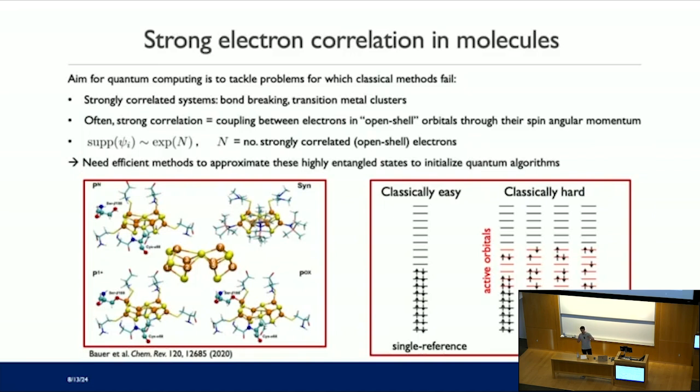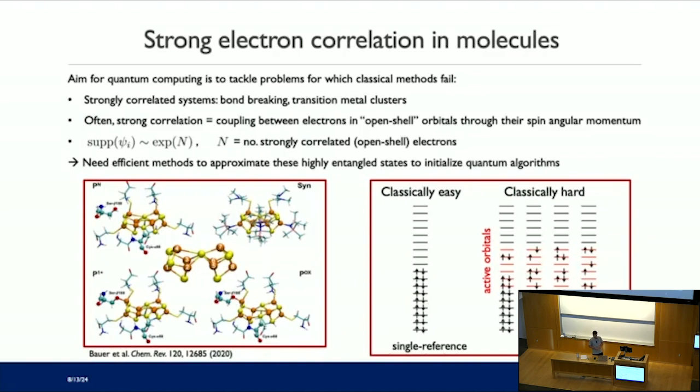And so mathematically, you can think of strong correlation in many different ways. There's no very clean definition. People are still arguing about that, even in the classical community. But physically, in chemistry, it's very often the same phenomenon, where you have localization of electrons on subsets of the molecule. These electrons then partially fill some orbitals. So these are then called open shell orbitals. And the electrons then couple through their spin angular momentum. So this is what I mean by spin coupling.